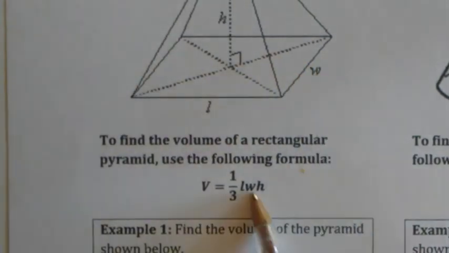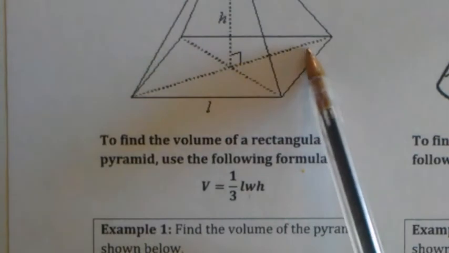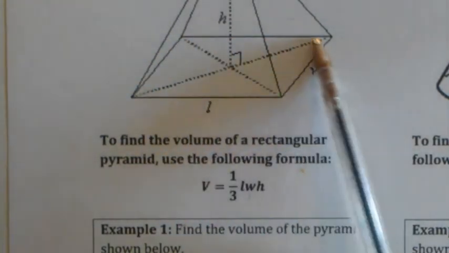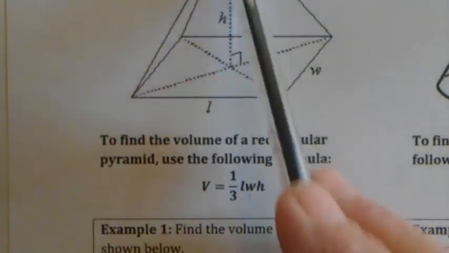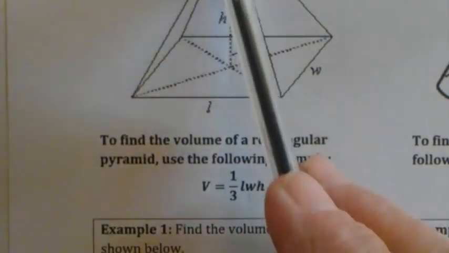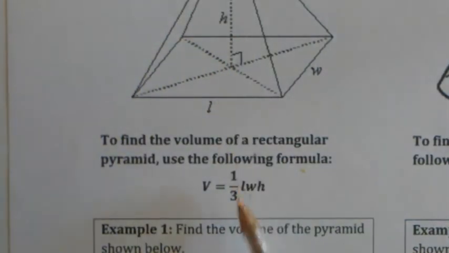Again, what I like to do, instead of memorizing all these things, I just say the area of the base, because that's length times width. And then you multiply times the height, because you want to know how the height affects the volume. And then you take 1/3 of it.